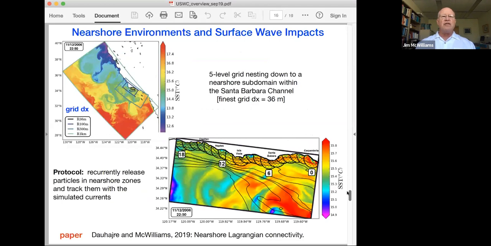This nearshore environment is clearly distinctive, both shallow water and the impact of surface waves and the nearshore anthropogenic forcing. And so we're looking in particular at this with very high resolution downscales, here in the example given to 36 meters. And what you see in the lower right is essentially a protocol of a number of different nearshore, near surface release sites of material that is neutrally buoyant and is tracked following the flow.